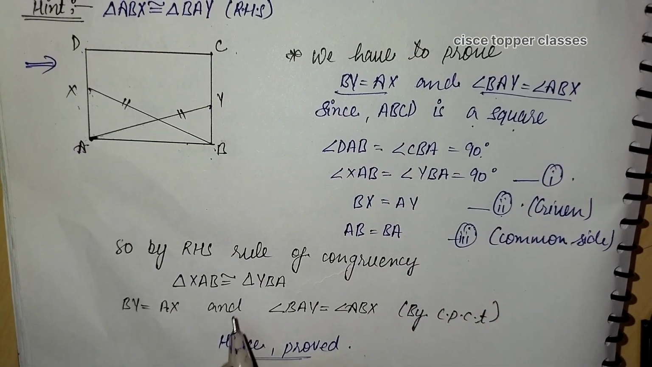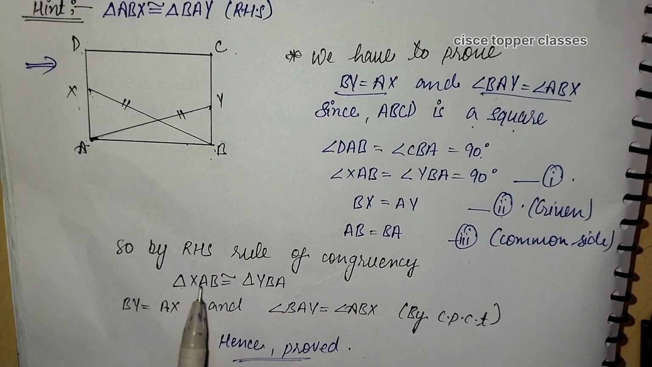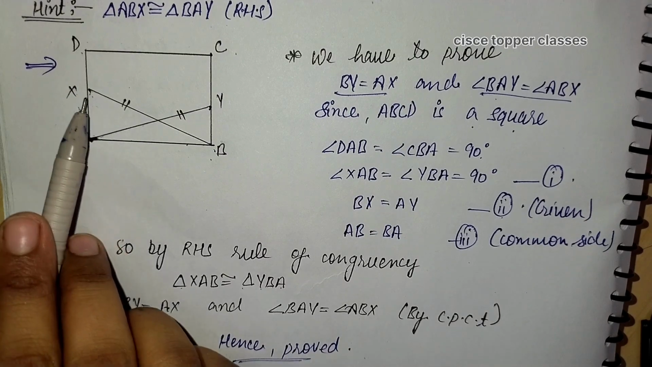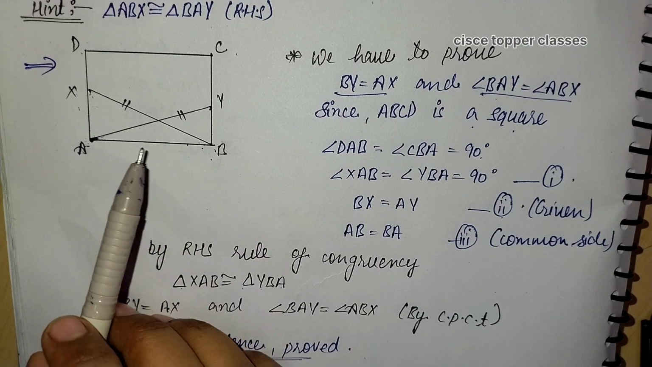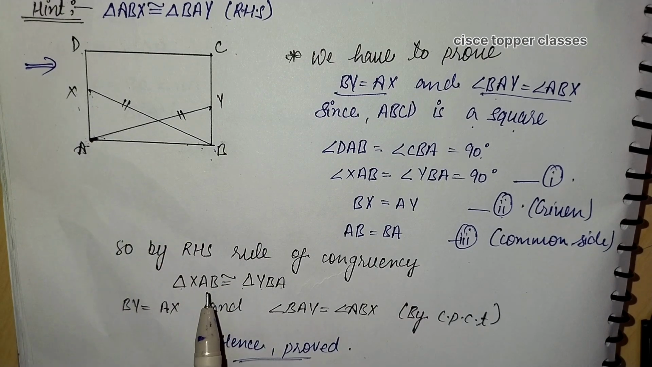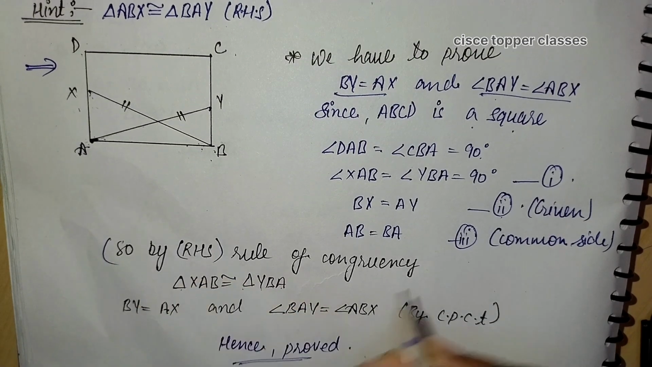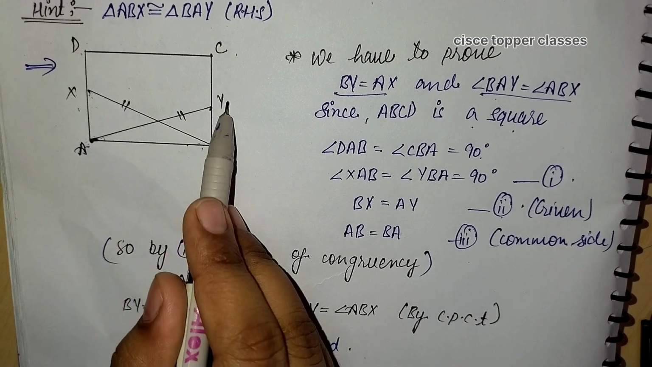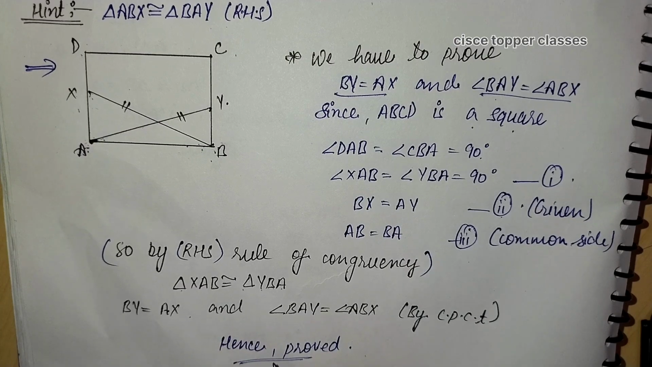So by RHS rule of congruency, we can simply say that triangle XAB is congruent to triangle YBA. Why RHS rule here? We can simply see that this is the hypotenuse, this is the side which is common in both the triangles, and this is the right angle which is common in both the triangles. Hence, we have used here the RHS rule. Similarly, by proving this, we can simply say that here BY is equal to AX in these both triangles, hence proved from here.